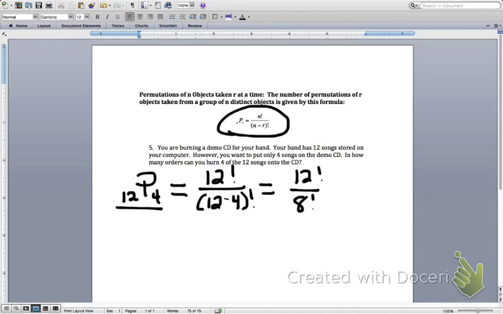You can do that on your calculator, or you can actually put this initial permutation into your calculator to get the answer. And to do that, you would first put in 12, go to math, all the way over to probability again, choose number 2, and then plug your 4 in. When you do that, you can see there are 11,880 different ways to order those songs.